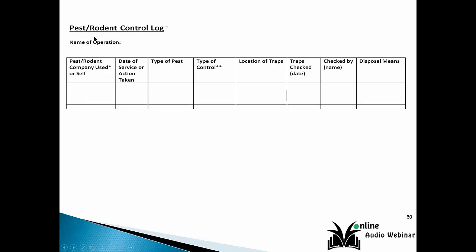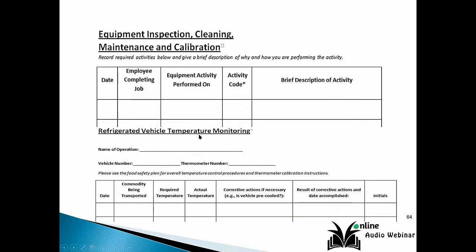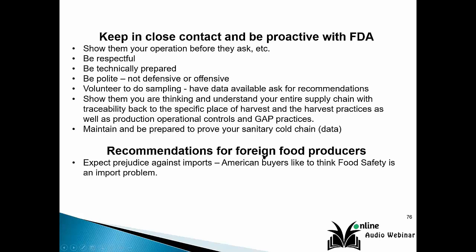Rodent, pest, and rodent control logs. Almost all food operations have to have this. Thermometer calibration log. Refrigerated vehicle temperature monitoring. Okay, so the bottom line on all this stuff is the food safety and food quality have to be systematized, okay? Recommendations for foreign food producers.